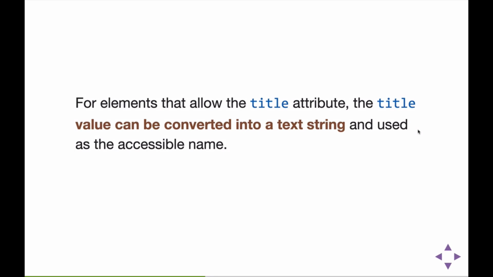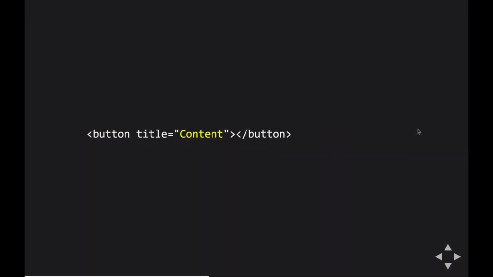Now for elements that allow the title attribute, this title value can be converted into a text string, and that can become the accessible name for that element. So here we have a button. There's no text inside the button, so theoretically there's no accessible name. However, we have title equals content. So the value of that title, in this case content, could become the accessible name for that button.